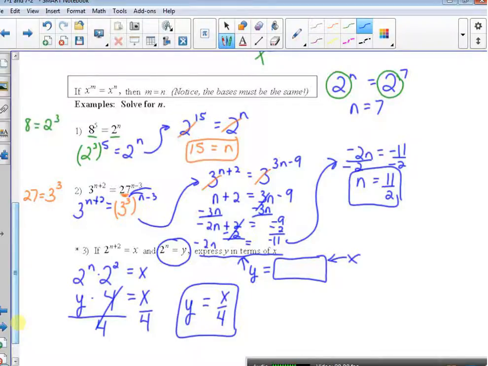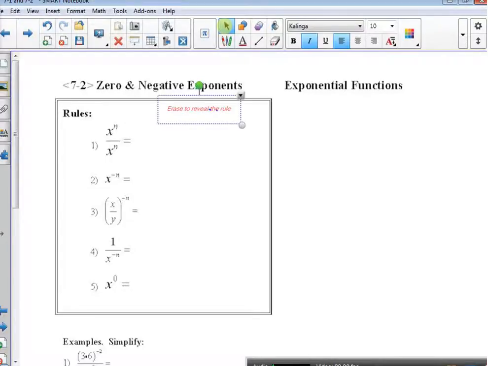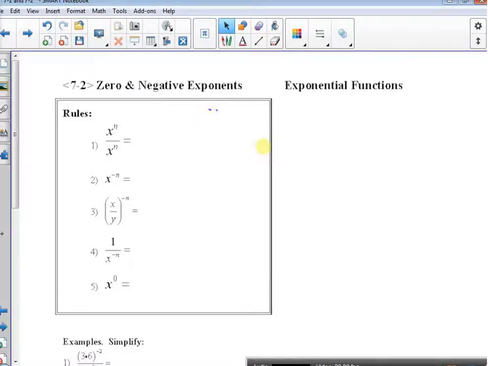All right, let's go to a little bit more with 7-2. So go to the next page. Okay, so this time we're going to look at the 0 and negative exponents. We already kind of started looking at the negative exponents in the last section.